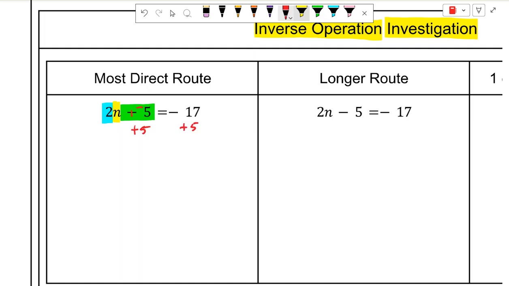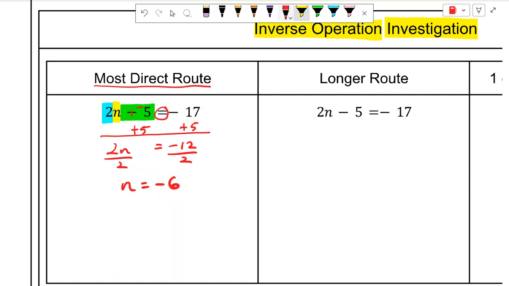And remember, the sides of an equation are split with an equal sign. So then we draw that line, and we go 2n is equal to -17 plus a +5 is -12. And then we deal with the 2 in front of the n. So we divide by 2 on both sides, and we get n is -6. And that's called the most direct route.